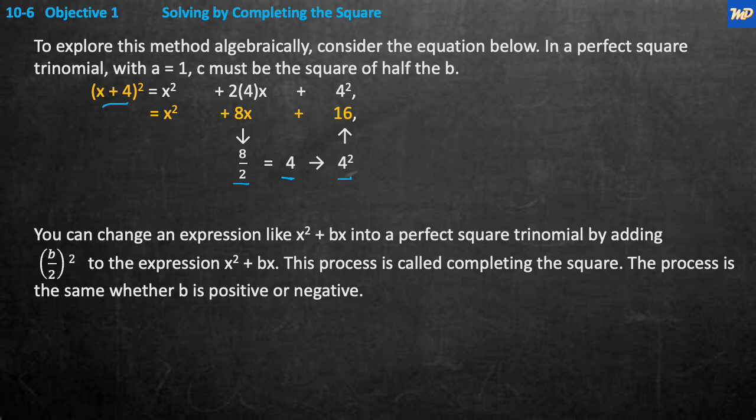Don't forget that. So you can change an expression like x squared plus bx into a perfect square trinomial by adding half of the b term squared, b divided by 2 squared, to the expression x squared plus bx. This process is called completing the square. The process is the same whether b is positive or negative.